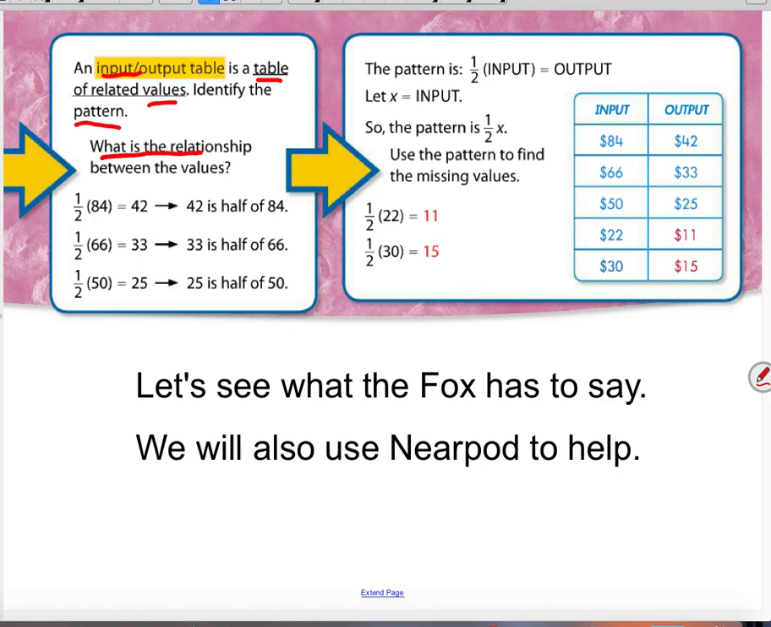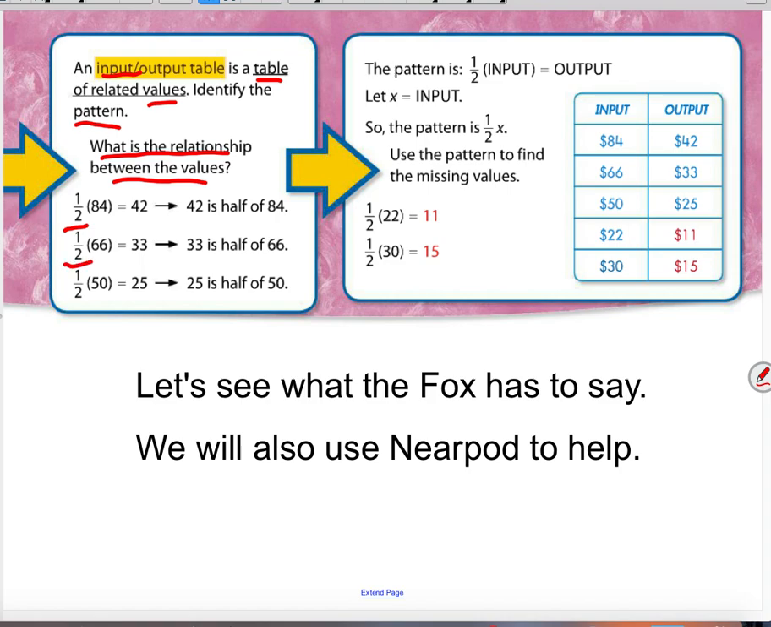So what is the relationship between the values? Well, in this case, we would say that 84 can be decreased or divided by 2 to get 42. Or we could use multiplication by 1/2. So 1/2 of 84, because we're multiplying a half times 84, is 42.